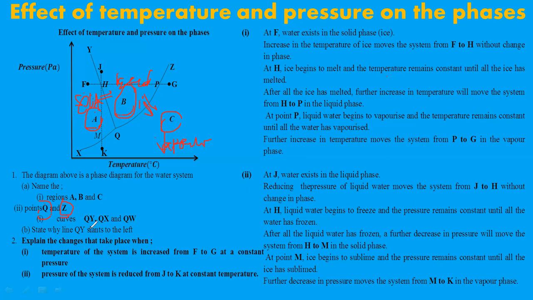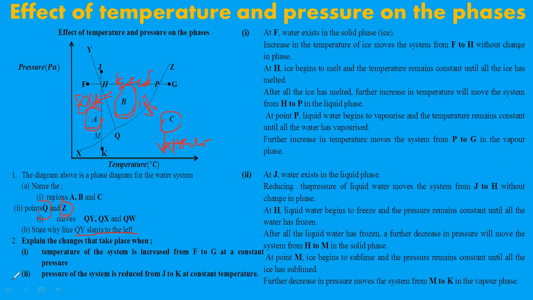Then who can state why curve 2y slants to the left? Which reason did we give for that? Why does curve 2y slant to the left? Shamita. QY slants to the left because the melting point of ice decreases as pressure increases. Very correct. The melting point of ice decreases as pressure is increased.